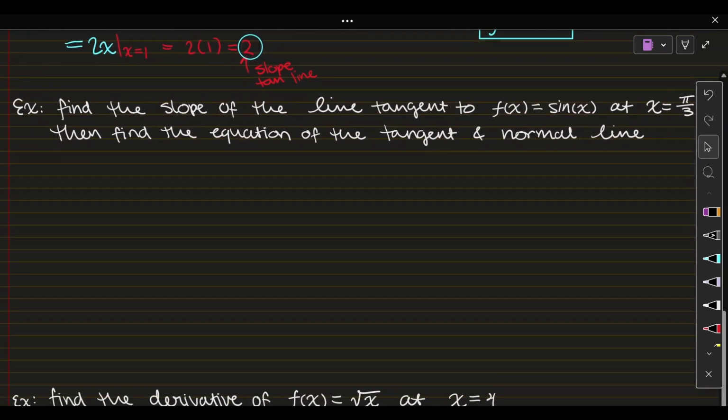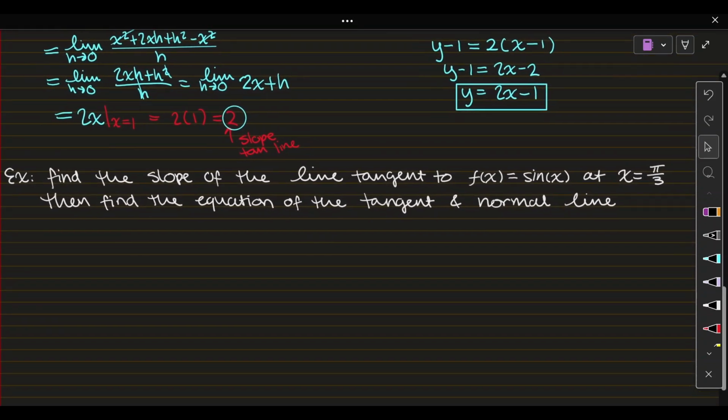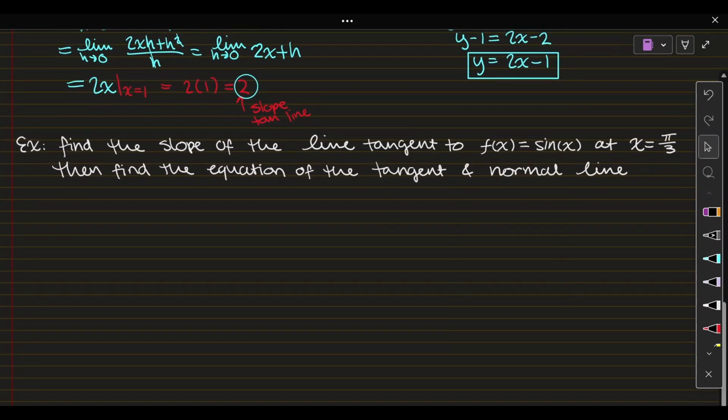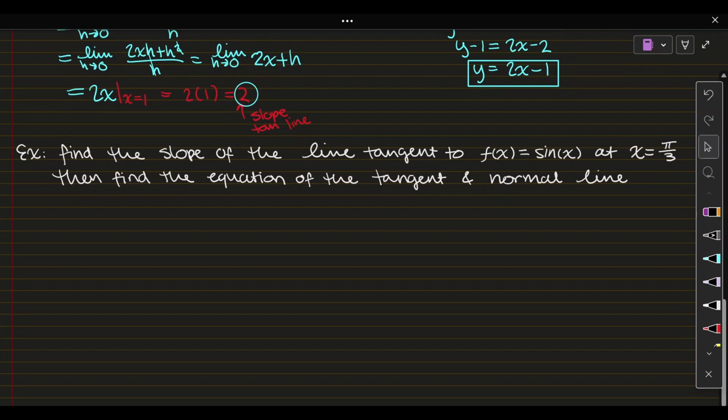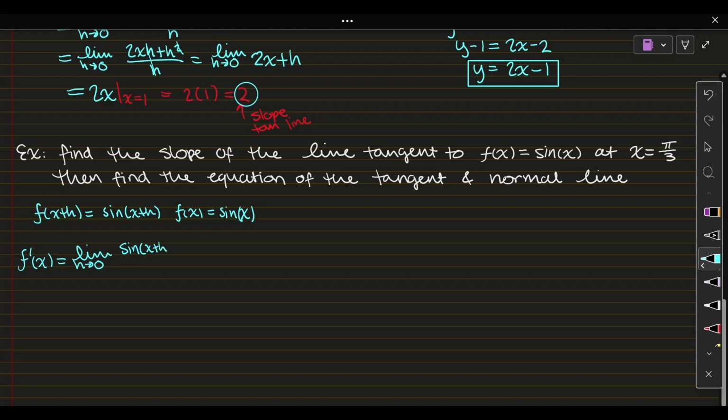Okay, moving on, we want to find the slope of the tangent line to f of x equals sine x at x equals pi over 3, and then find the equation of the tangent and normal line. So again, we want to form the difference quotient, where f of x plus h is sine of x plus h, and f of x equals sine x. So we want to find f prime of x equals the limit as h goes to 0 of sine of x plus h minus sine x over h.